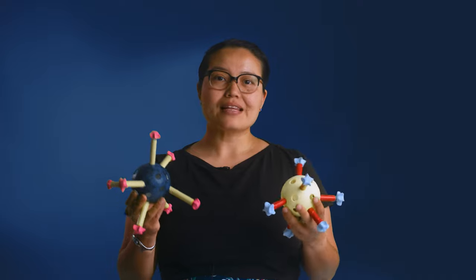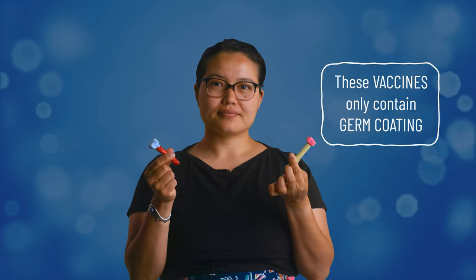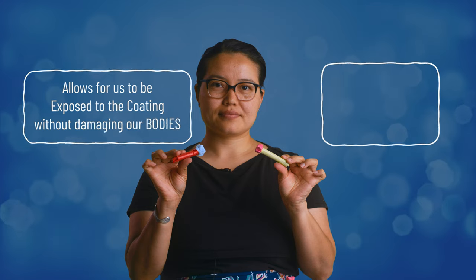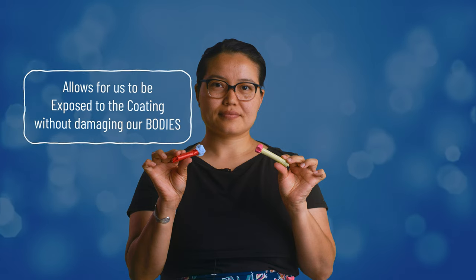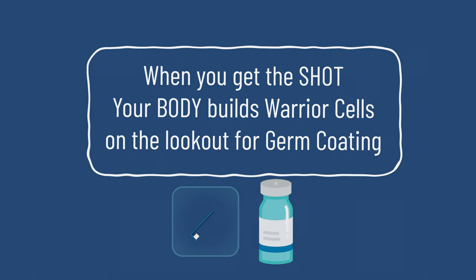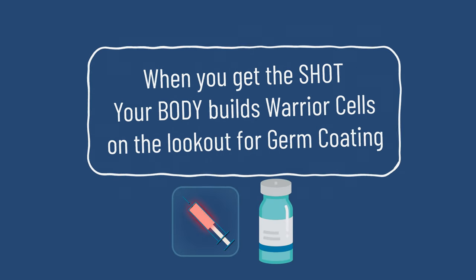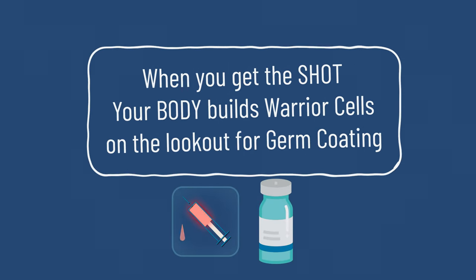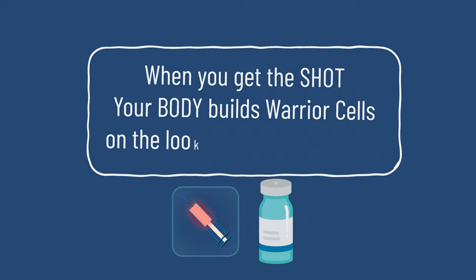Now that we've built a virus and a bacteria, let's see how we make a vaccine. Remember which part of the germ sticks to the body first? That's right, the coating. These vaccines contain only the germ coating. This allows our bodies to be exposed to the germ coating without damaging our bodies. When you get the shot, your body will learn what the virus or bacteria looks like and build warrior cells who are then on the lookout for the germ coating.